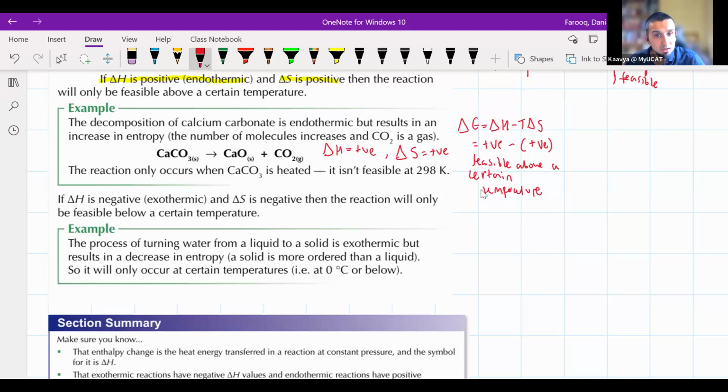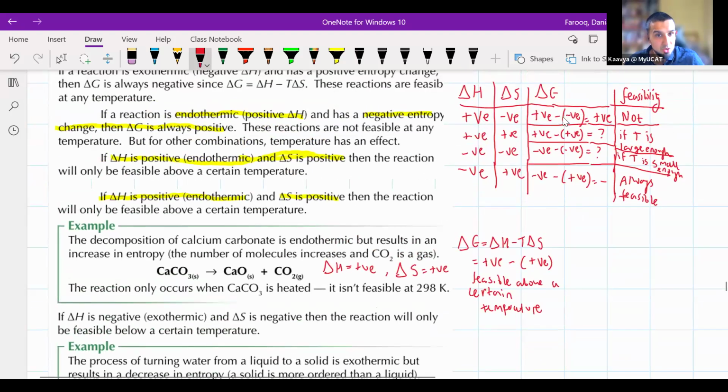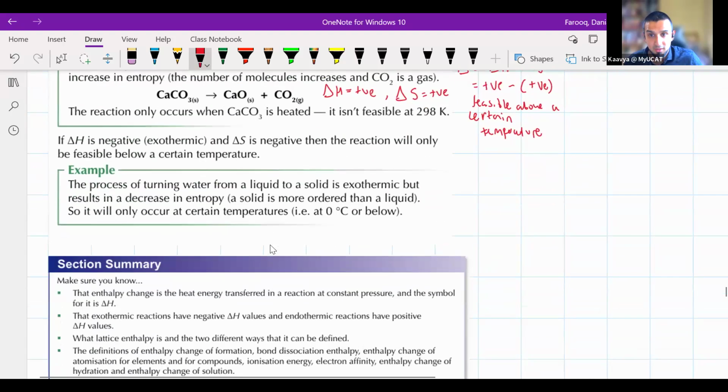Someone is asking, how do you remember it? You don't remember it. You work it out. You think about the maths. You start with positive and then you minus something. Is that going to take us to something positive? You minus something negative, it's always going to take you to positive. So you don't memorize it, you work it out. I would recommend working it out rather than memorizing it.